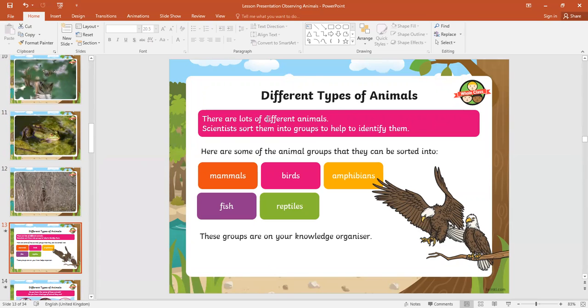There are lots of different animals. Scientists sort them into groups to help to identify them. Here are some of the animal groups that they can be sorted into: mammals, birds, amphibians, fish, reptiles.